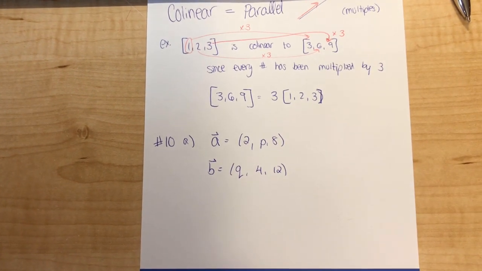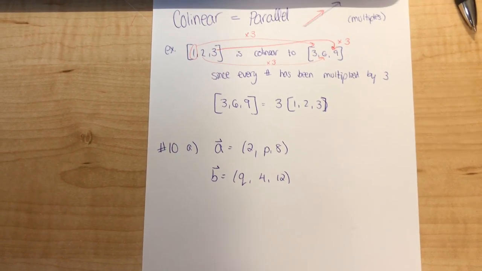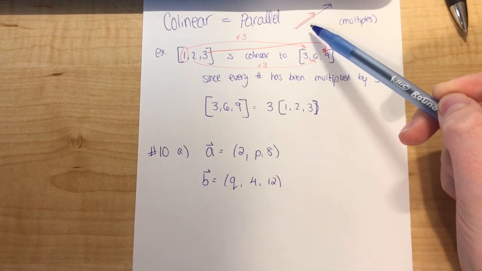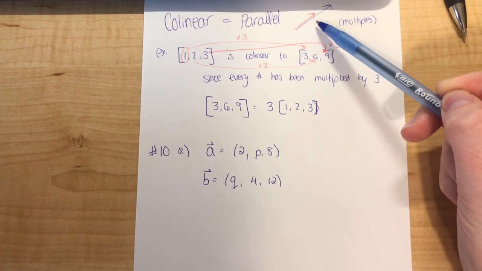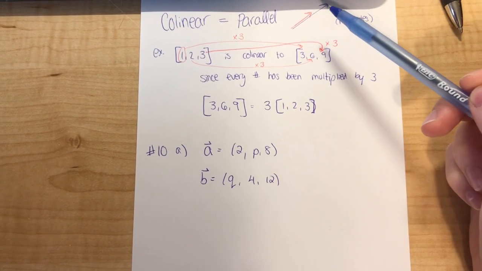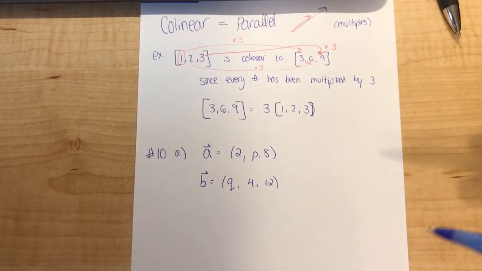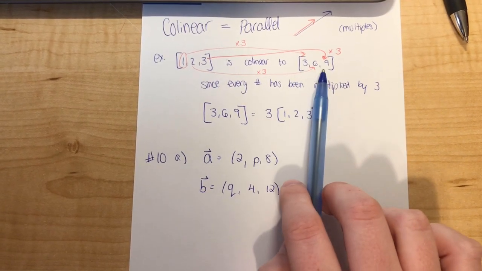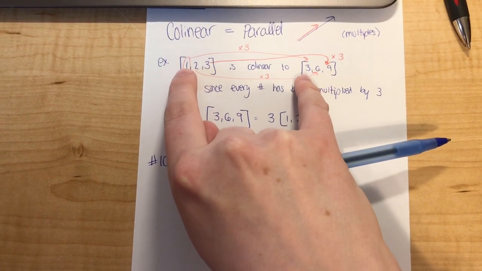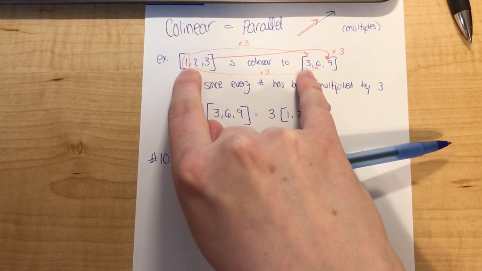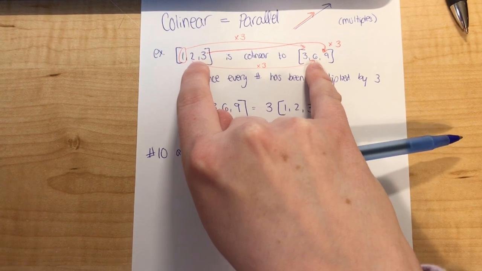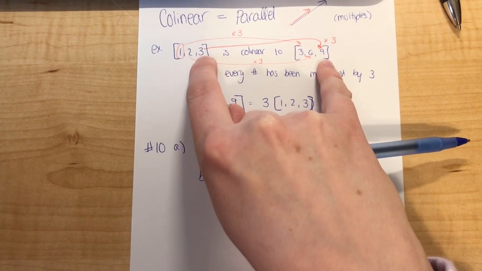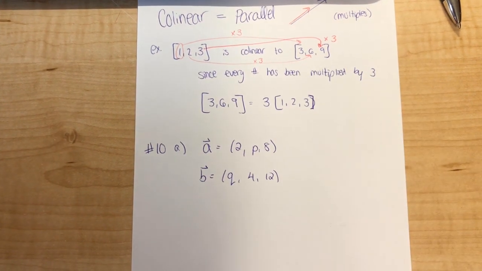Okay, so for question 10, collinear just means the same as parallel. These two vectors are along the same line, so they're collinear. They are also pointing in the same direction, so we know that they're parallel. So for a quick example before I get to number 10, the vector (1, 2, 3) would be collinear to (3, 6, 9), because every component has been multiplied by the same factor, right? My x's from 1 to 3 I've multiplied by 3, my y's from 2 to 6, yep, times 3, and my z's from 3 to 9, yeah, everything's been multiplied by 3.